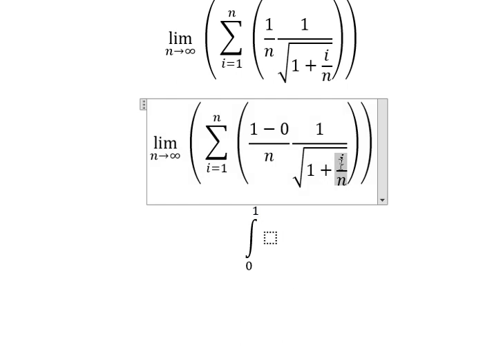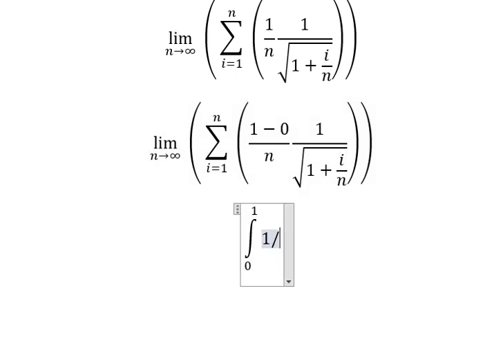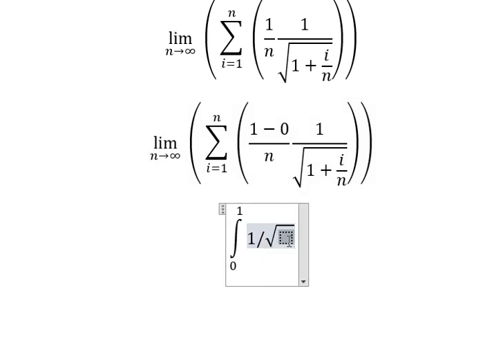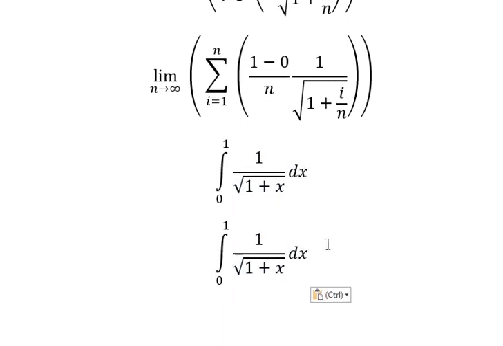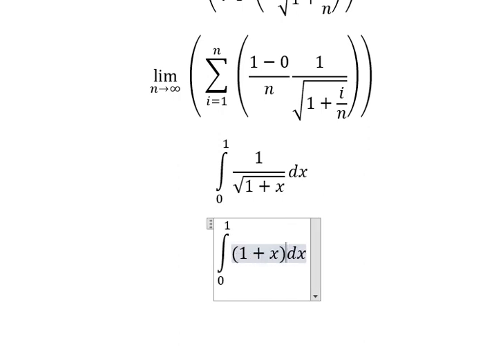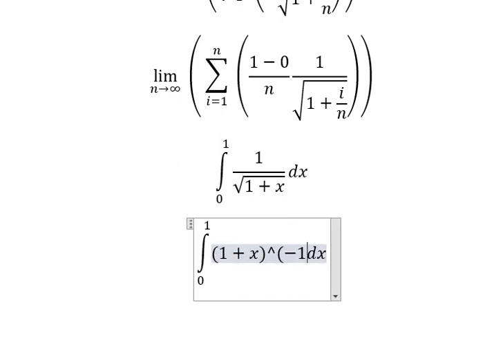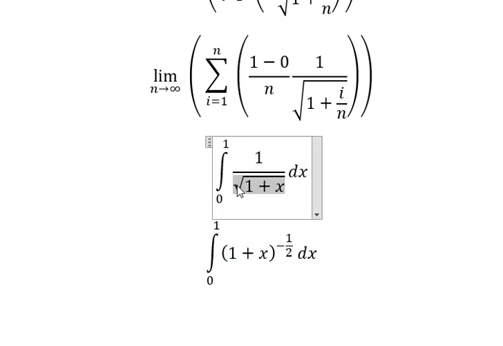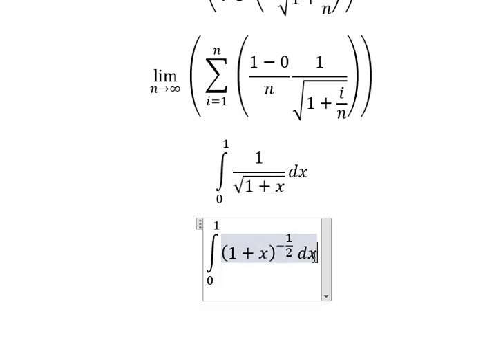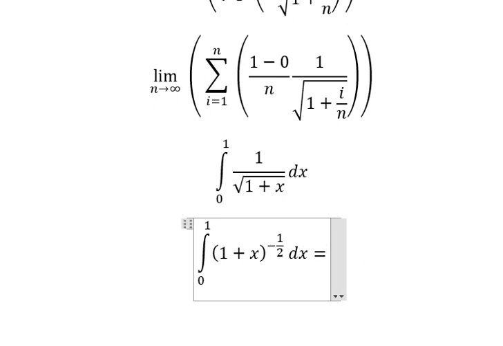And this one we change to x. So this one is about 1 plus x to the power of negative 1 over 2, because this is about 1 over 2. So if we want this one to go to the numerator, we need to put the negative sign in here. And now we have the final answer.